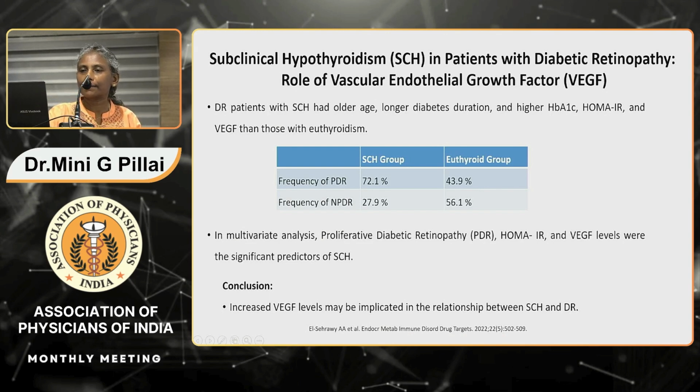This is a study which had around 200 patients, and around 100 patients had proliferative diabetic retinopathy, around 100 patients had non-proliferative diabetic retinopathy, and it was found that patients with subclinical hypothyroidism had older age, longer diabetes duration, higher HbA1c, higher insulin resistance and VEGF levels than patients who were euthyroid. And the frequency of proliferative diabetic retinopathy was more in subclinical hypothyroidism, which means that probably subclinical thyroid dysfunction is accelerating the progression of diabetic retinopathy. It is associated with a more severe degree of diabetic retinopathy. And again increased VEGF levels were seen.